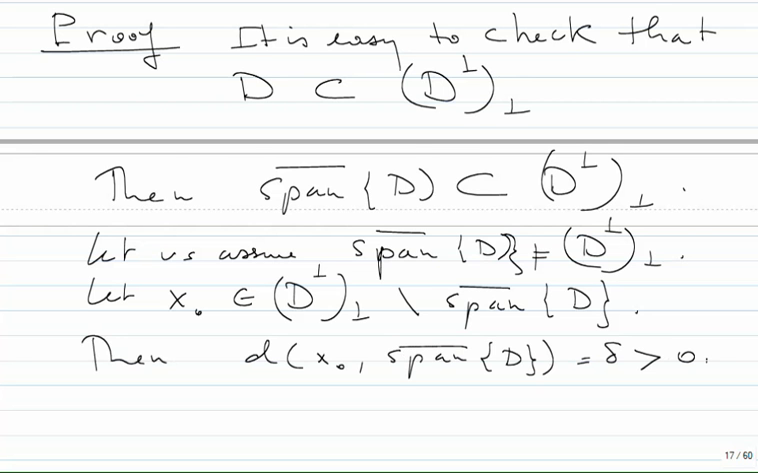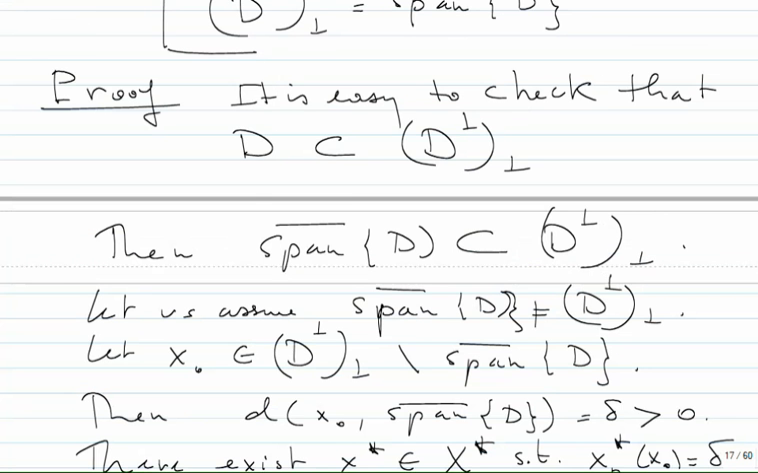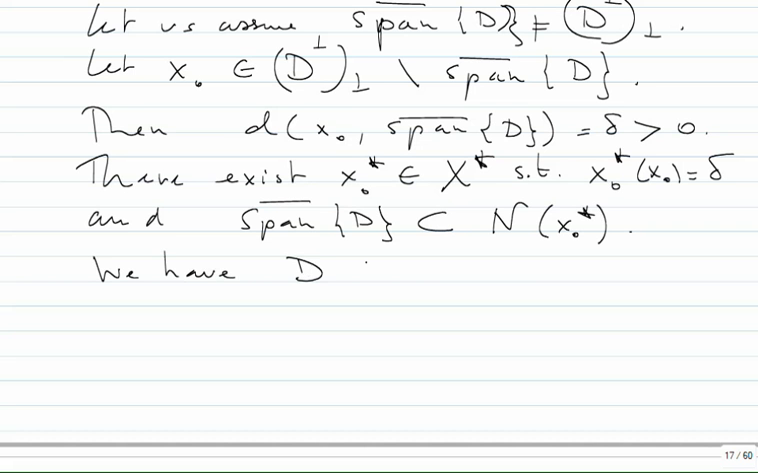So I'm going to use the separation theorem. There exists X0 star in the dual space such that X0 star of X0 equals delta, and the hyperplane defined by the null space of X0 star contains the span, and the span of D is in the null space of X0 star. So in particular, D is in the null space of X0 star. So X0 star belongs to D orthogonal.